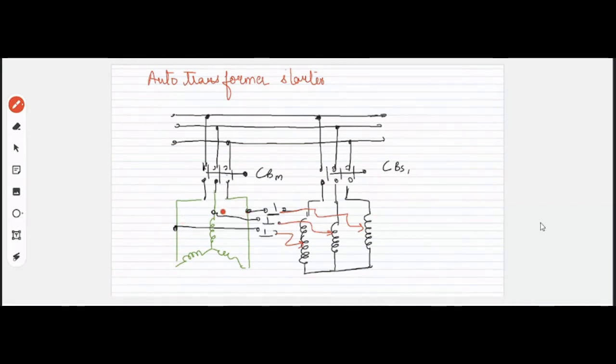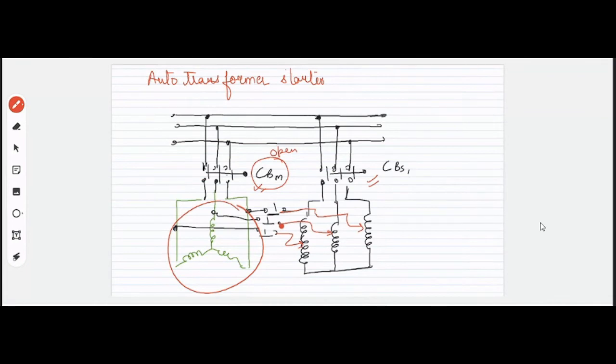So during starting, this is kept open. Instead of supplying the motor directly from the supply, we keep this open and supply it through the auto transformer. Once the motor gradually speeds up to 70% of the final speed, we disconnect this and connect this. So this is the way in which we use the auto transformer starter.